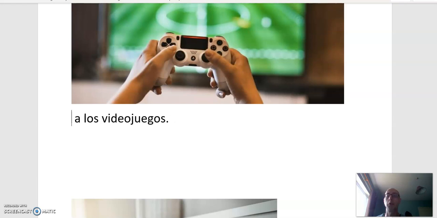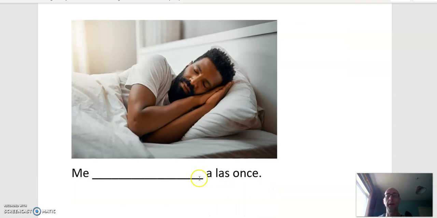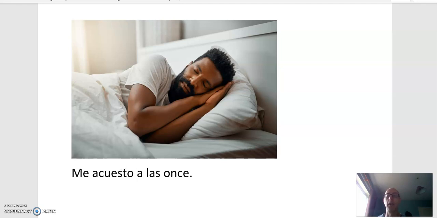With the verb to play, we use a. So what is the verb to play? Well, you have it actually in the word for game. Juego a los videojuegos, from the verb jugar. Jugar al fútbol. And finally, the last thing at night. Another reflexive verb. Me acuesto. Me acuesto a las 11.